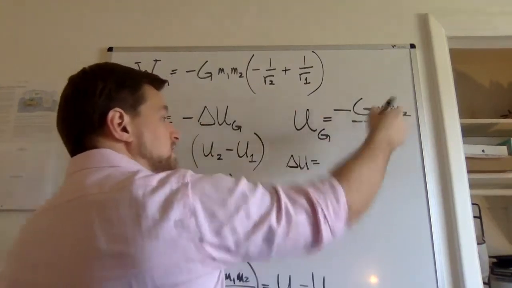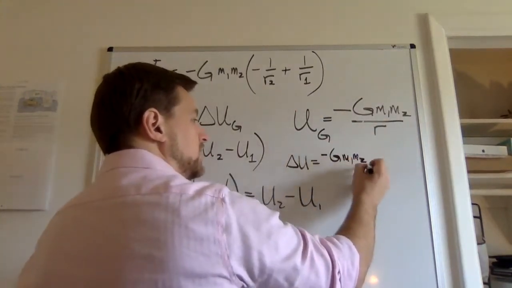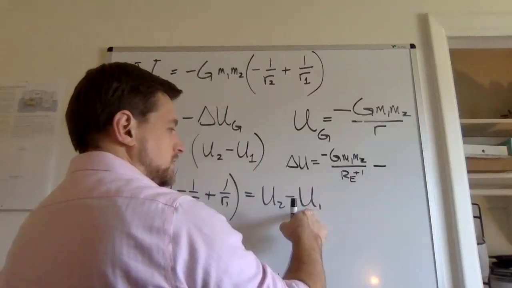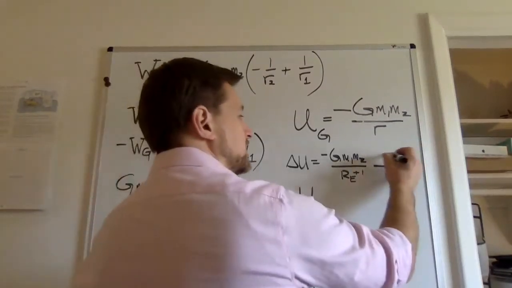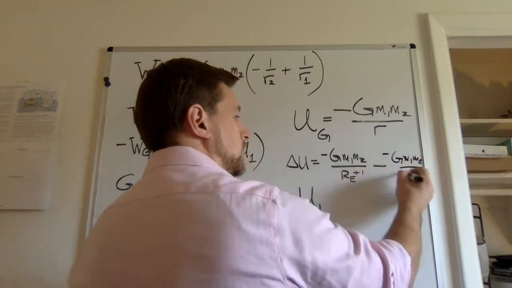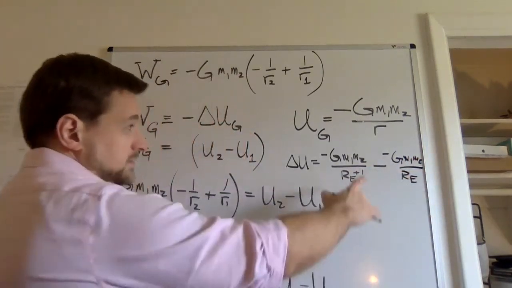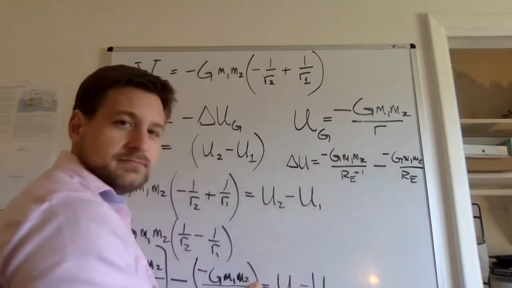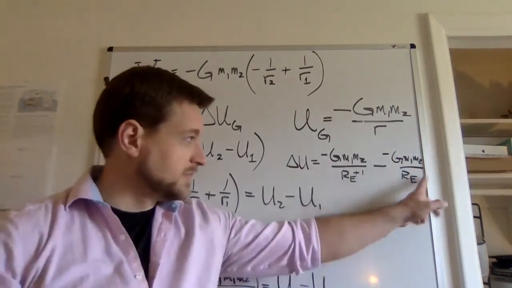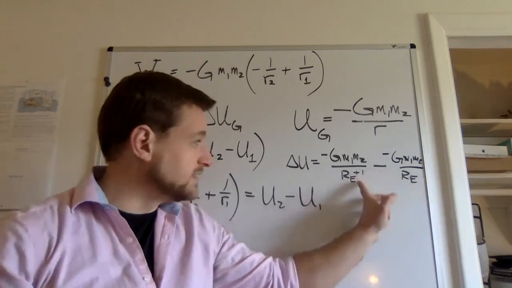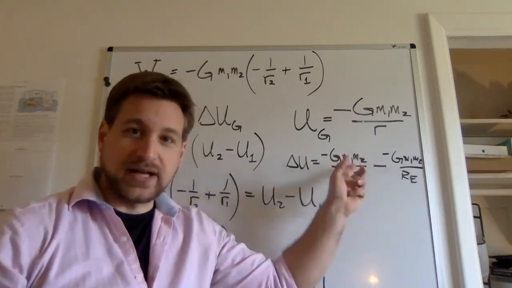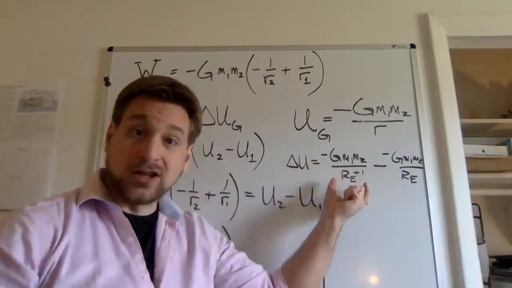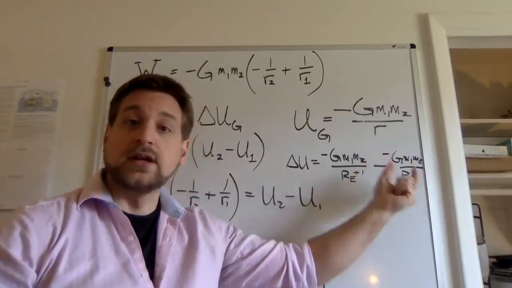So U2, using this expression, would be minus G M1 M2 over the radius of the Earth plus 1, minus U1, which was the energy that we had on the surface, negative G M1 M2 over RE. Okay. Which term has a greater magnitude? This one, because this denominator is bigger. We're dividing by a larger number, that's going to give us a smaller quotient. So this term, which is negative, is going to be smaller than this term, minus the minus, which is positive.